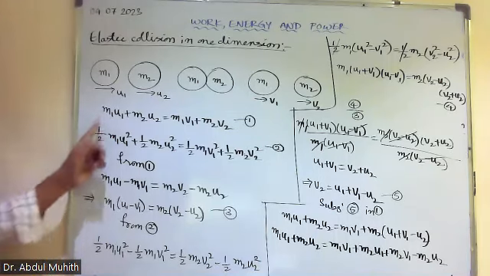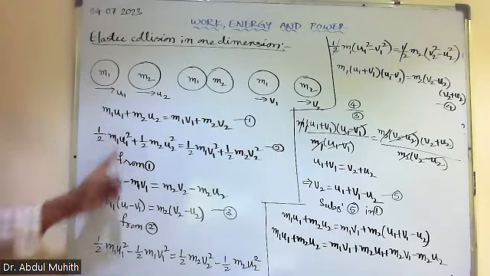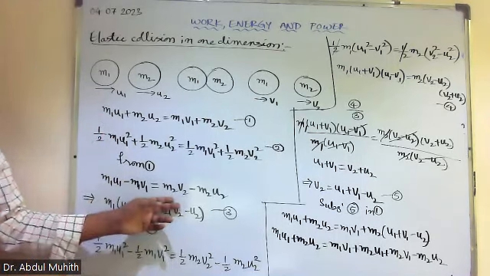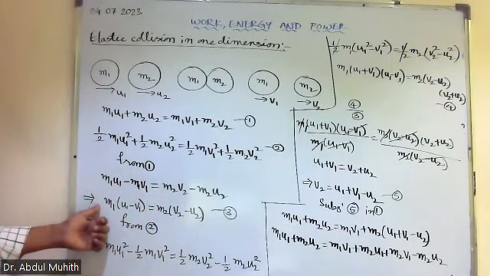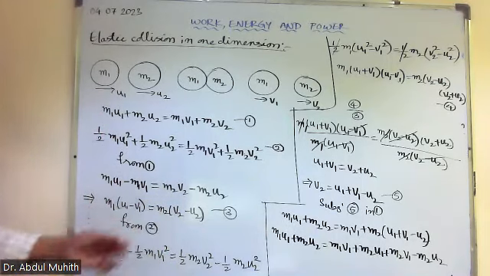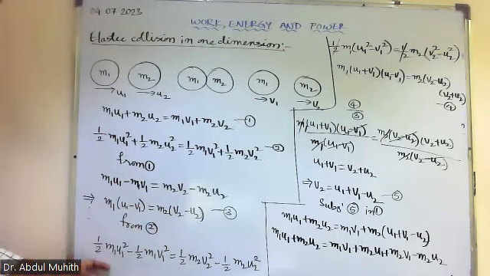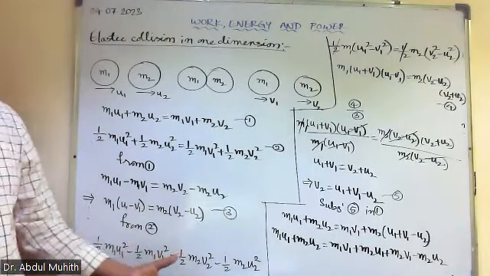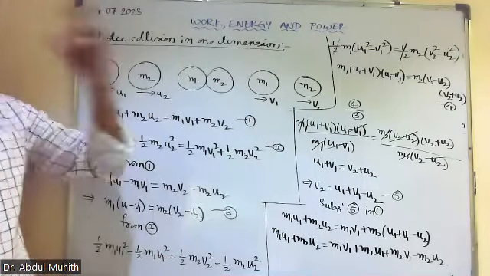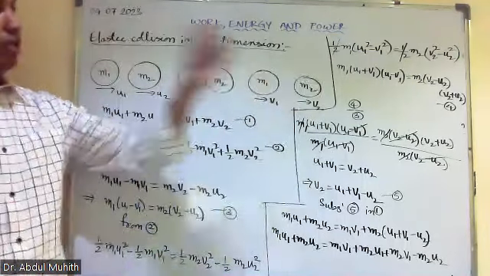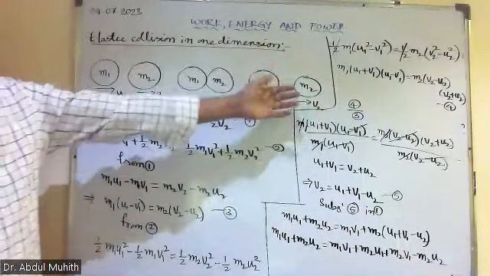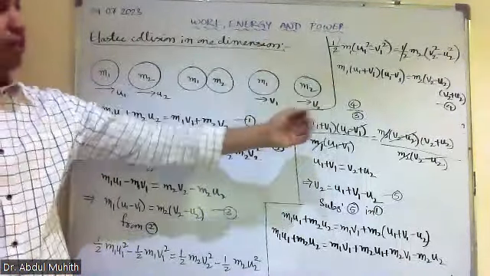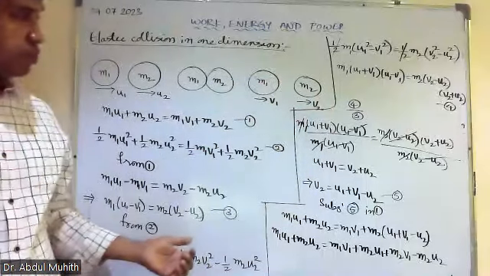From equation 1, we bring m1 terms together and m2 terms together, then take m1 common here and m2 common here. Then from equation 2, bring m1 together and m2 together, then take half m1 common and half m2 common. Then simplify using a square minus b square equals a plus b into a minus b. Then divide equation 4 by equation 3.